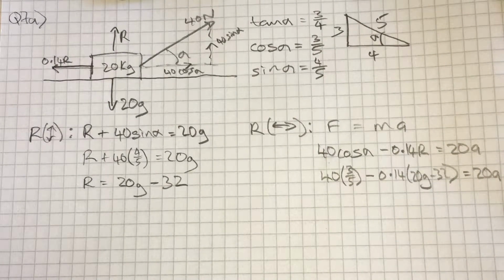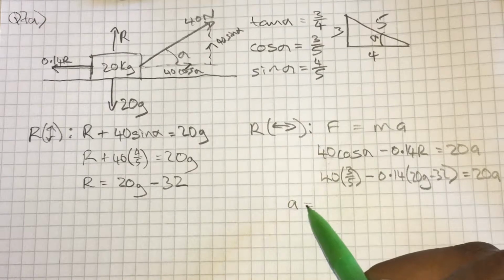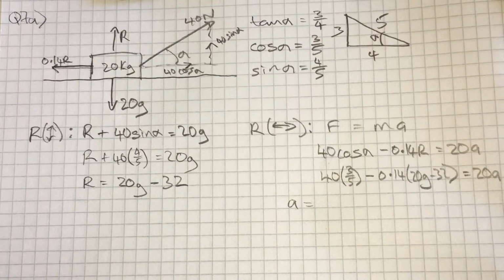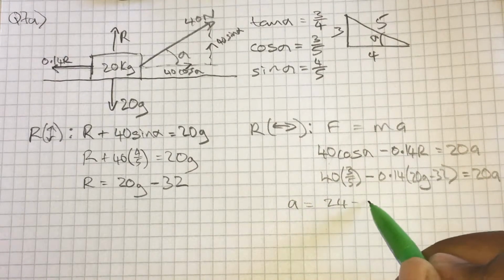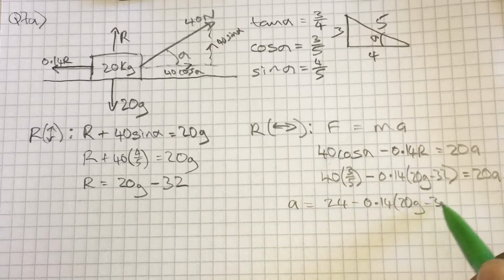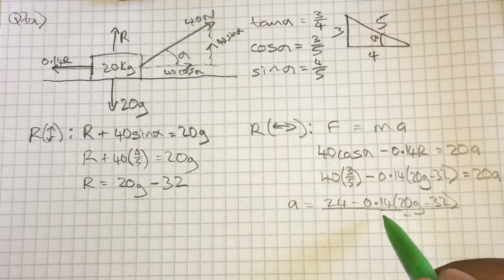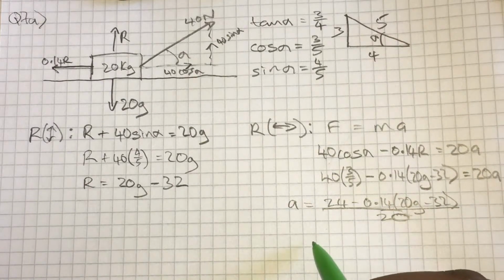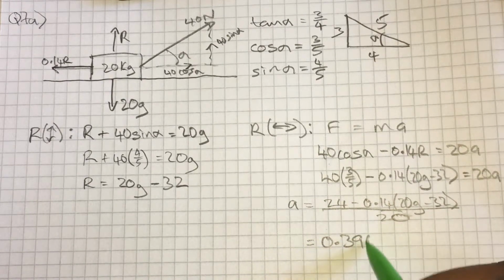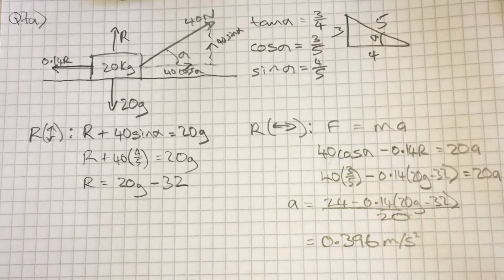So I can divide by 20, and really all at once, I'm going to put this into the calculator. It's going to give me quite an exact answer. I haven't done any rounding up to now. And that gives me an answer of 0.396 meters per second squared. And that's obviously to 3 significant figures.